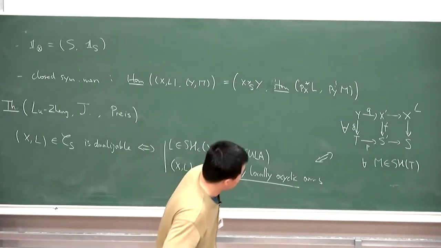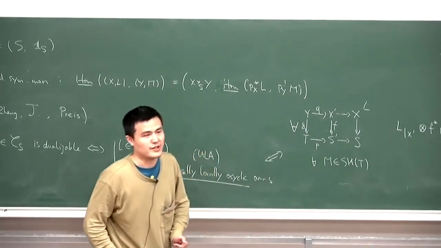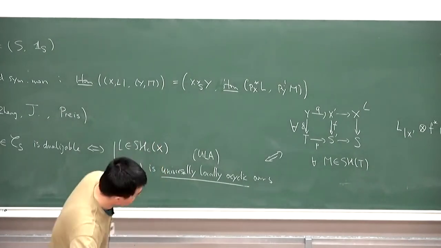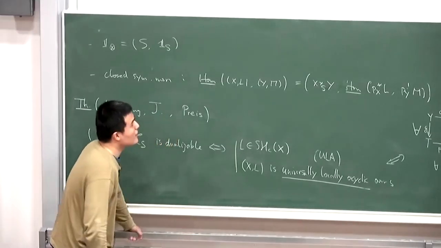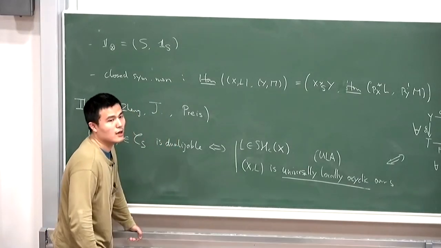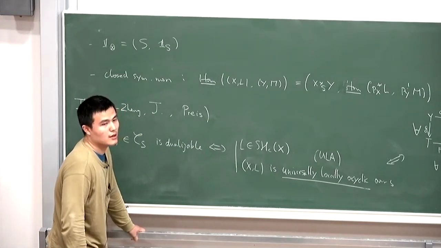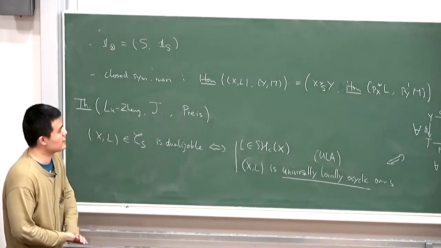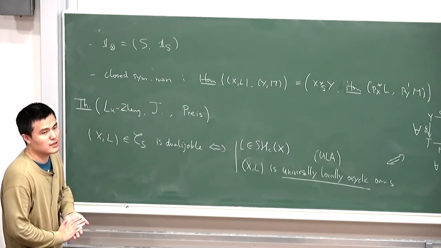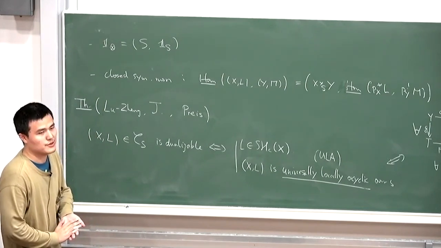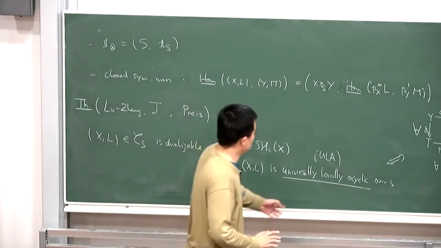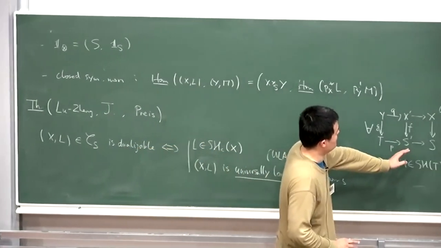Well, let's assume that all morphisms are separated of finite type. Remember that Gabber had a result which says that locally acyclic is the same as universally locally acyclic, maybe for étale sheaves. But in this setting, that's also true. Universally just means that it is true.